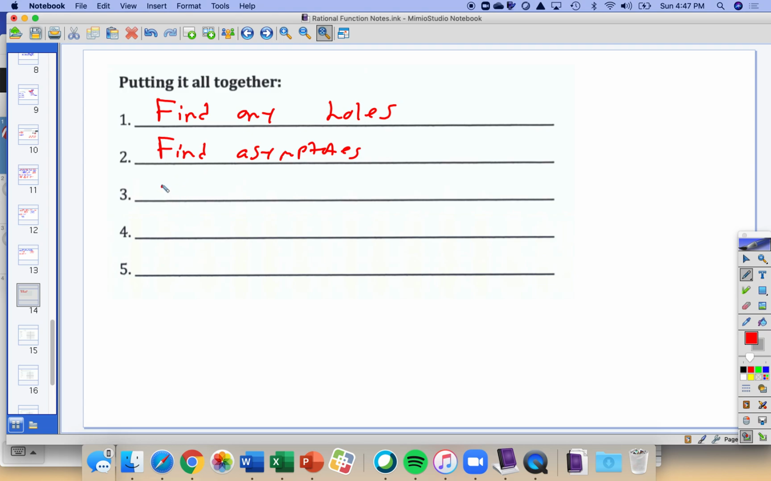Number 3, then we find the x-intercepts and the y-intercepts.